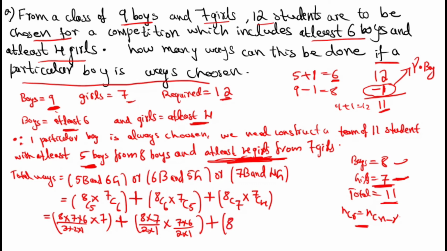8C1 value is 8 into 7C4. 7C4 value is equal to 7C3. You can write it as 7 into 6 into 5 divided by 3 into 2 into 1. Okay, use the calculator and simplify. 3 2s are 6. Then 7 7s are 49. You will get 8 into 49.